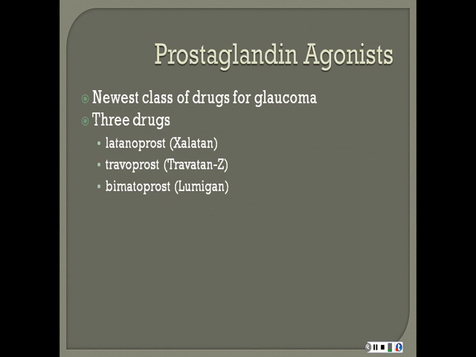So the prostaglandin agonists, these are the newest class of drugs that are being used for glaucoma. There are 3 drugs in this class, the Xalatan, Travatan Z, and then the Lumigan. The Xalatan and the Lumigan are the ones that I have seen most often in practice.